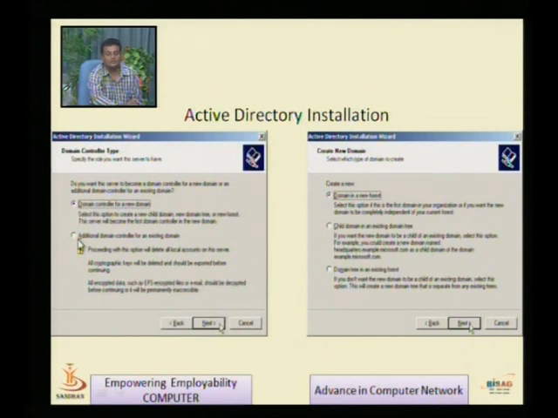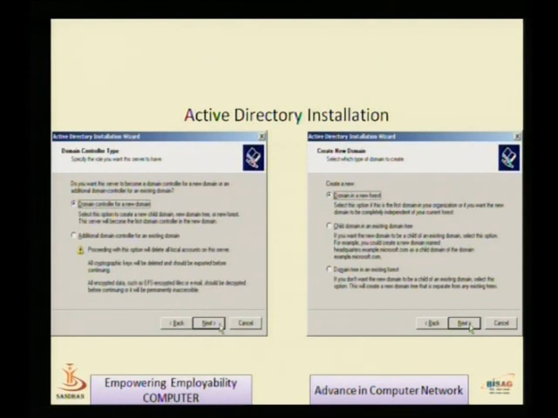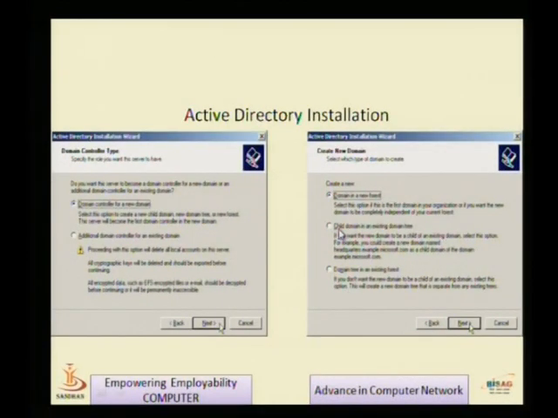Look at the second point. Previously we have one domain controller, now we are creating another as an additional one. After that, once you select a new domain, it is asking you to create a new domain in a new forest. I said earlier that a forest is a collection of domains. So it is a new domain in a new forest, or you can create a child domain in an existing domain. For example, I have already one domain, for example swami.com. Inside swami.com I want to create one more domain, then I have to choose this child domain.